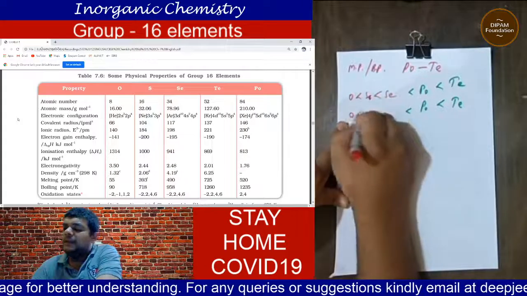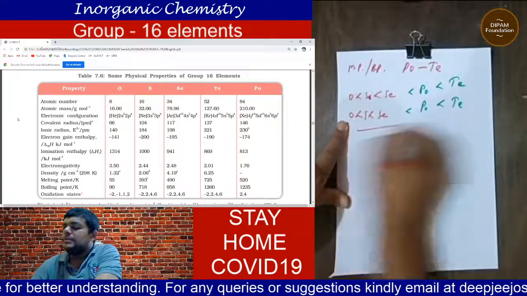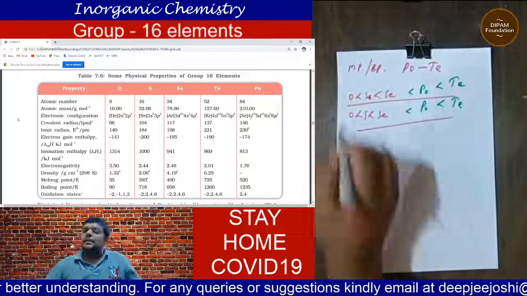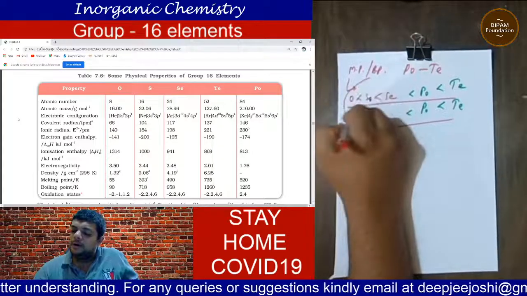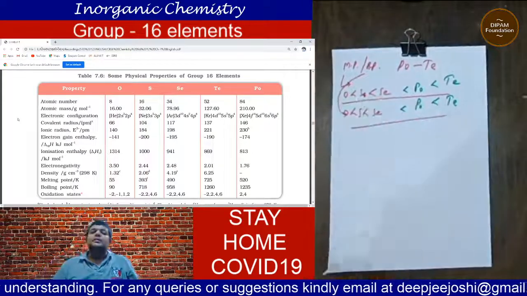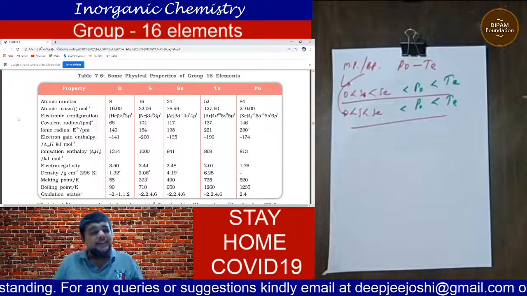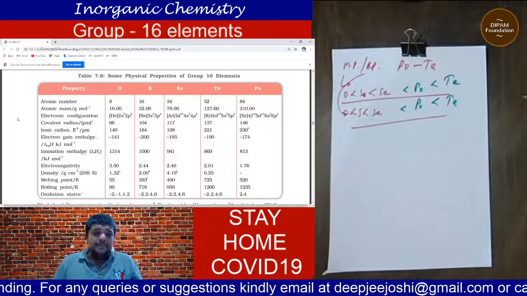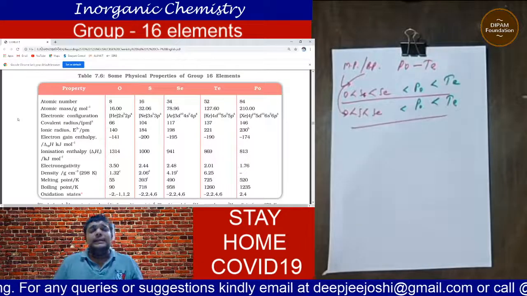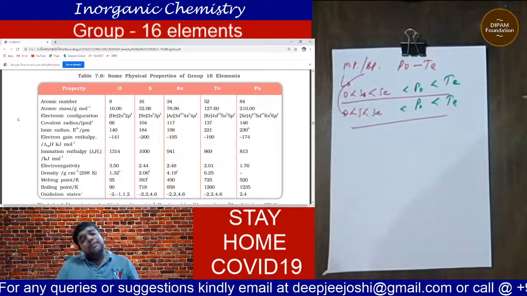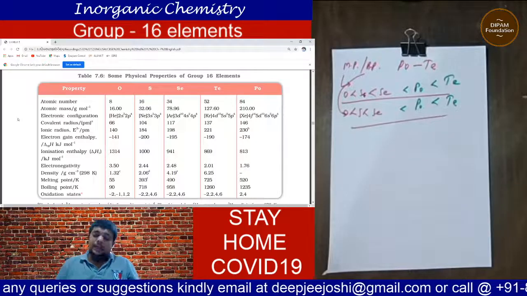Oxygen, sulfur, selenium, you have no exceptions. So you can see that let it be melting point or boiling point, the least value belongs to oxygen. A little higher than oxygen is sulfur, a little higher is selenium, then comes polonium, and the highest is tellurium. Let it be boiling point or melting point.